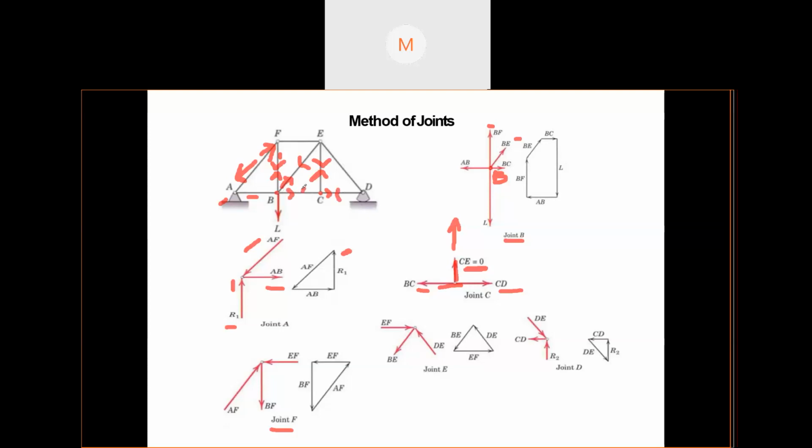Now everywhere you have to put the arrows like this. Once you put the arrows, then you will get two reactions. And considering each and every single joint that is present, A, C, B, F, E, and D, we have to analyze this truss. This is what the method of joints is known as.